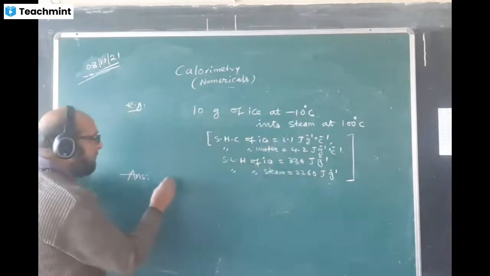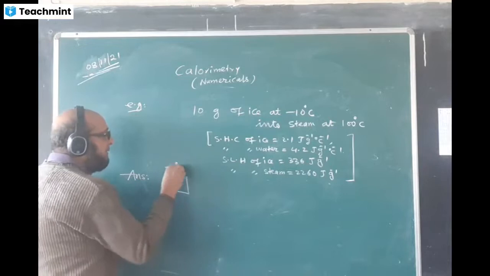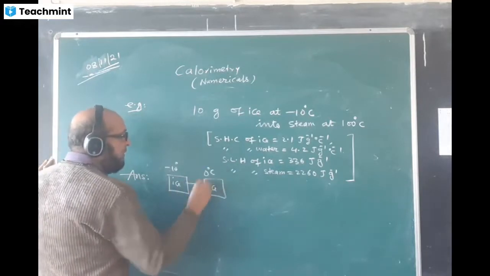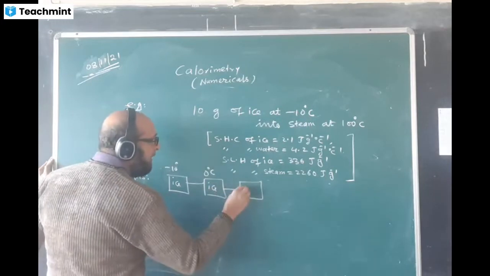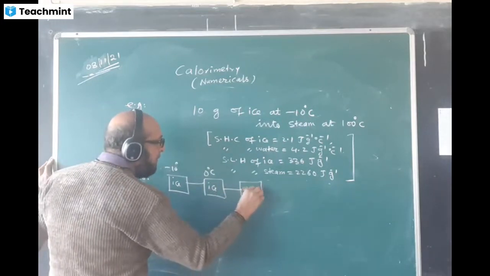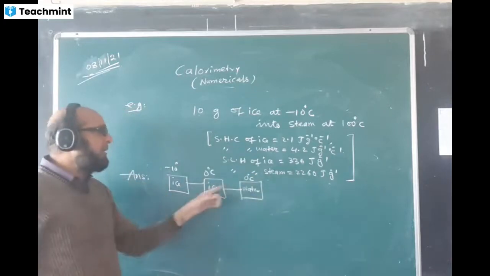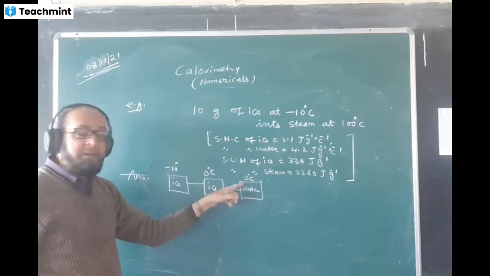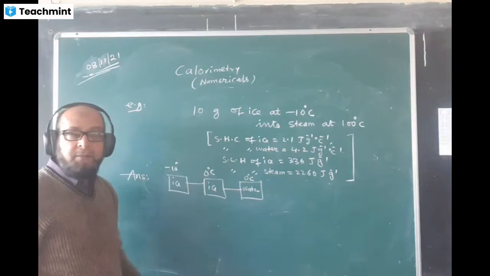Bring the ice to 0 degrees Celsius first. For that, it is better to make a block diagram here. You can write ice minus 10 given. We will first bring ice to 0 degrees Celsius. And now the ice will slowly melt and change into water. It will give water of 0 degrees Celsius, same, because during change of state, temperature remains constant.